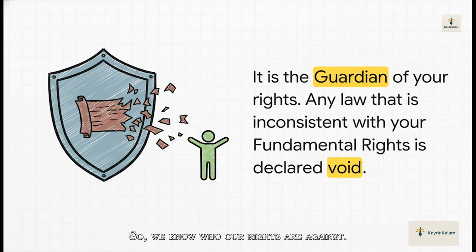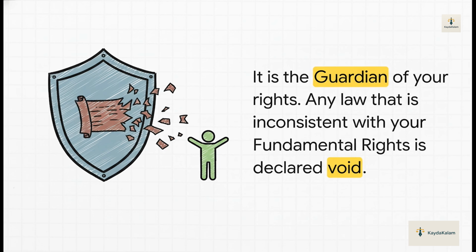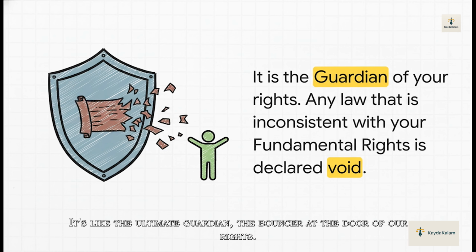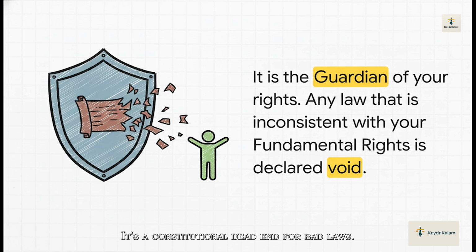So, we know who our rights are against. But what happens if the state goes and passes a law that just stomps all over one of our rights? That's where Article 13 steps in. It's like the ultimate guardian, the bouncer at the door of our rights. It says, flat out, that any law, doesn't matter if it's new or old, that clashes with your fundamental rights is, to put it simply, void. It's a constitutional dead end for bad laws.